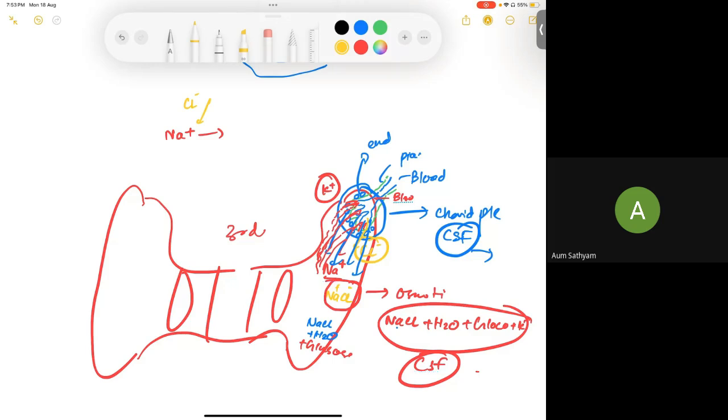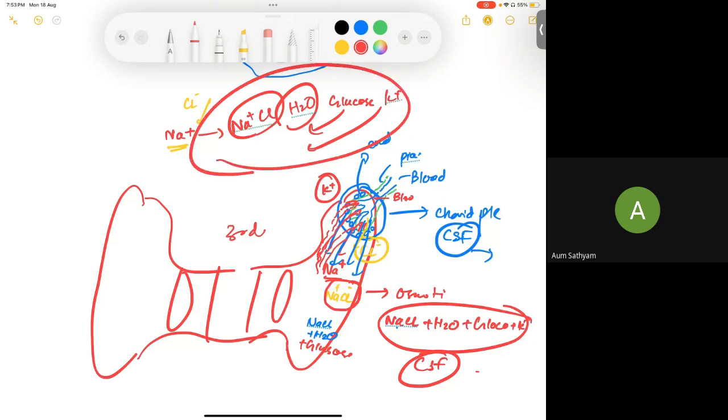As we discussed, Na is going to be dumped out into the space, and as it's a positive ion, negative ions are going to follow. In the end, we'll be having Na plus Cl, which is simply a salt. This NaCl is an osmotically active agent. It can pull water with itself, from the blood vessel, from the choroid plexus. Then we have different transporters for glucose and for potassium. They'll dump some glucose and potassium, and in the end, this entire mixture is your CSF.